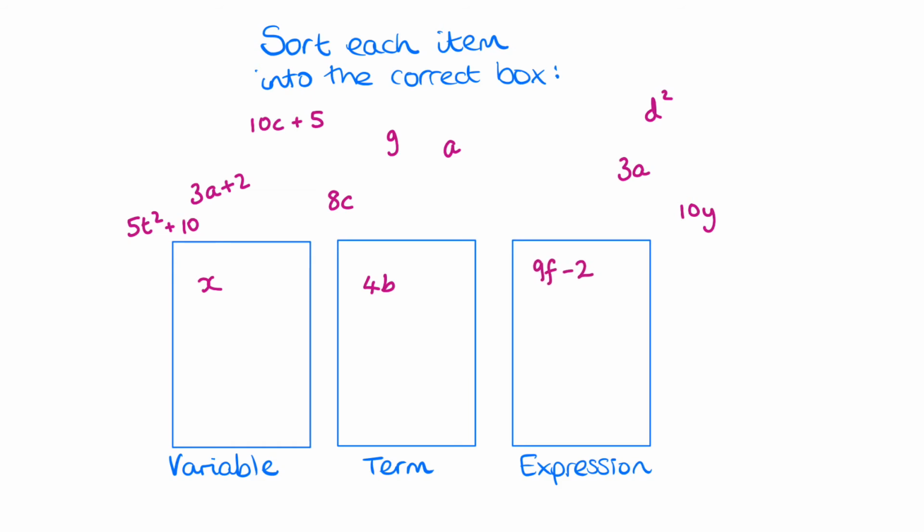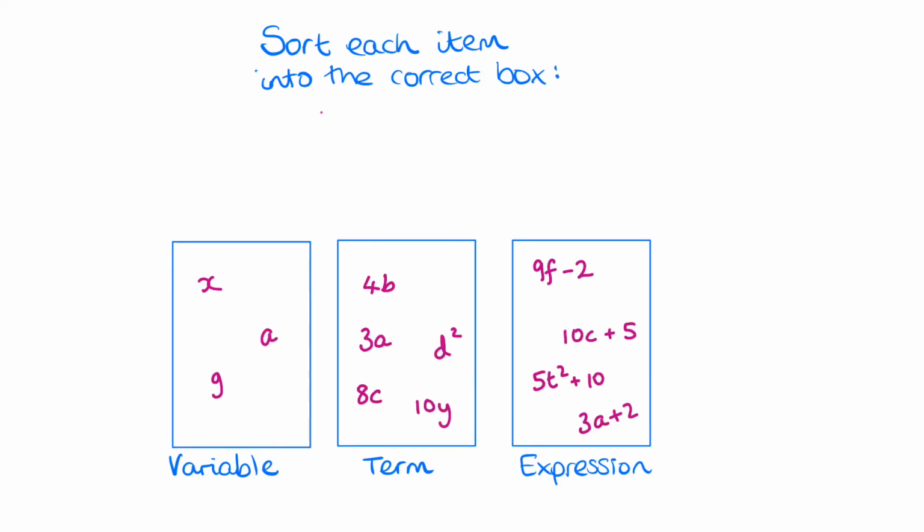So can you sort the rest of those just now? So take a moment, pause the video and decide which box each of these variables, terms and expressions should go into. And there you are, that's everything sorted into the correct boxes. So remember, our variables are our letters, our terms are what we get by combining letters and numbers. And our expressions are what we get when we put terms together.